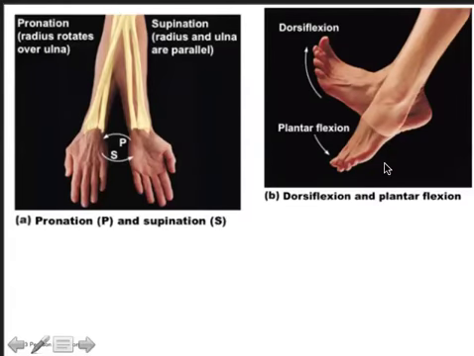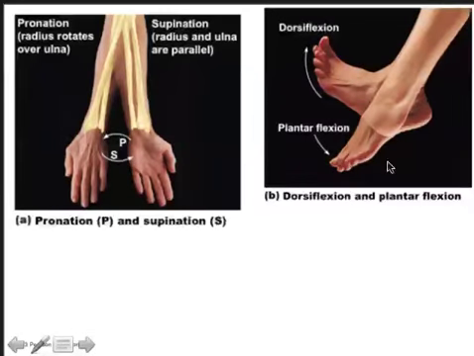Here's pronation and supination. Pronation, radius rotates over ulna. Supination, radius and ulna are parallel. In the supine position, this is what we see in anatomical position. The prone position would result from medial rotation, which is also known as pronation. And here you can see dorsiflexion, lifting of the toes, and plantar flexion, pointing of the toes. This is the plantar surface of the foot, and this is the dorsum of the foot, the top of the foot.